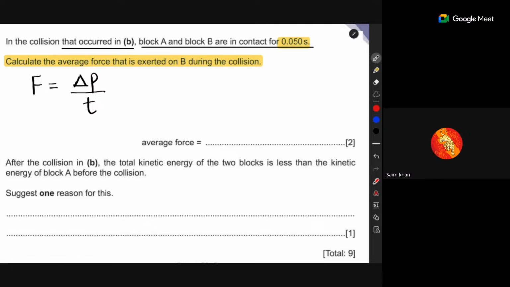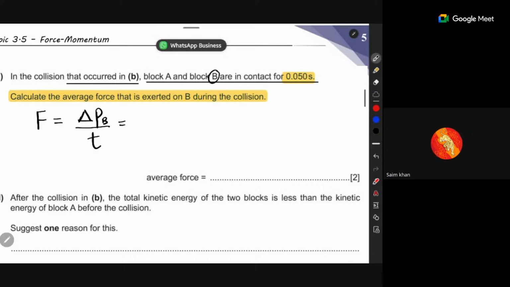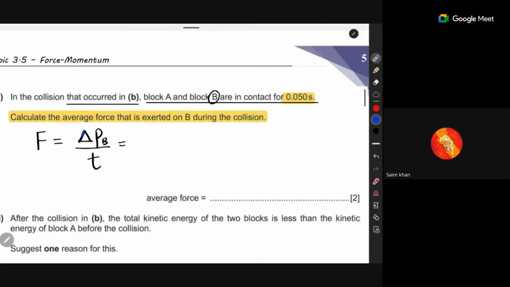Okay, so what was the change in momentum of block B? Actually, this is the problem: we have to find out the force on block B. Now, that means what was the momentum of block B before collision? Was it zero? Is it not? It was zero. And what is its final momentum?